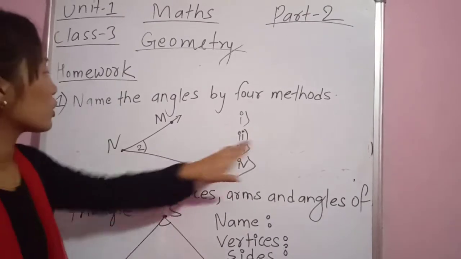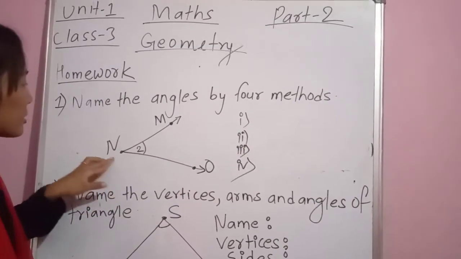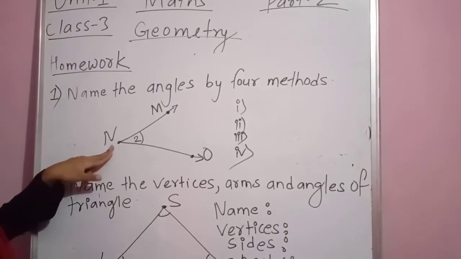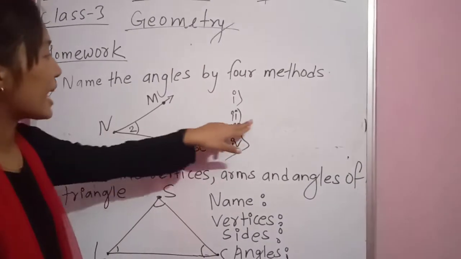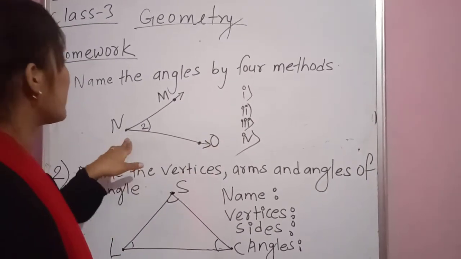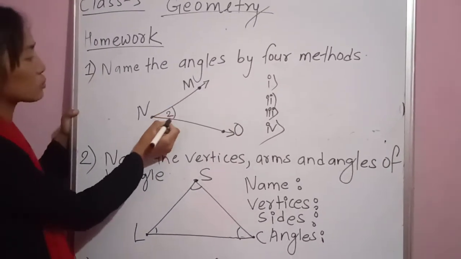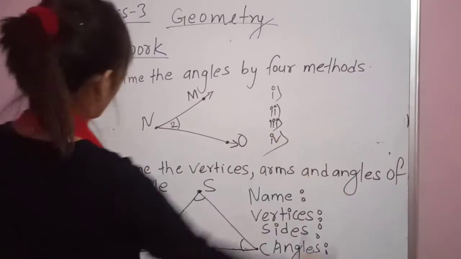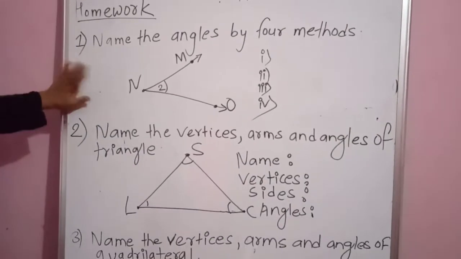The third method is that you write directly. This is a point. What is the name of the point where the angle is formed? Obviously N. So you can directly write angle N. And the fourth method is where the angle is formed, there is a 2 written. So you can write angle 2. So this is the way to solve this question.